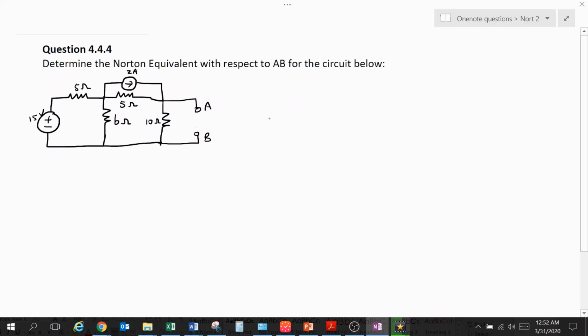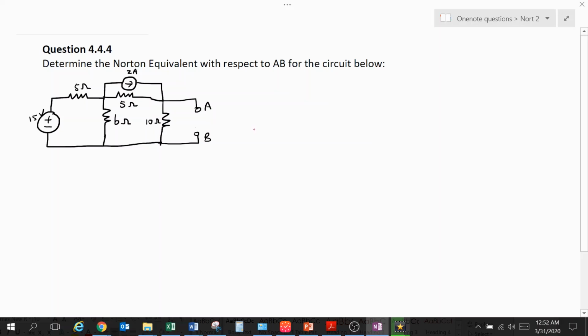So this example requests us to determine the Norton equivalent with respect to terminals A, B for the circuit below. First thing to note here, this is a circuit that has only independent sources. So similar to the problems that we were doing in the Thevenin equivalent, we'll be following the same procedures. We'll have to deactivate when we're determining Rn or Rth, and then we'll have to apply the theory that we've picked up for the In that we need to calculate.